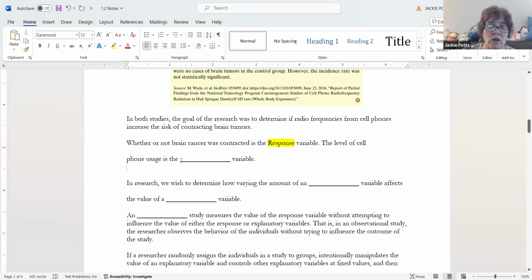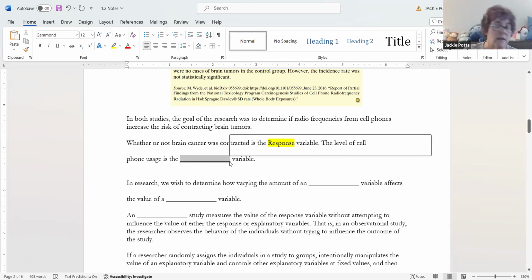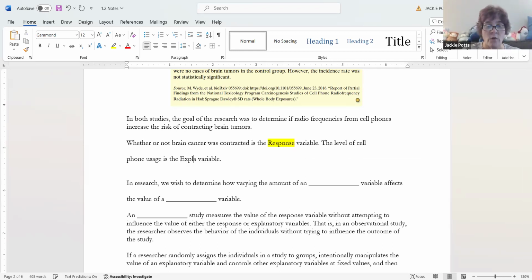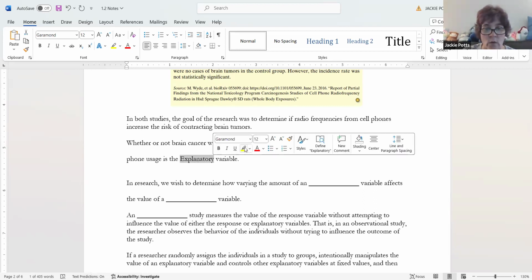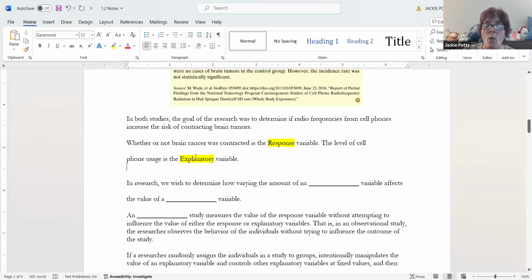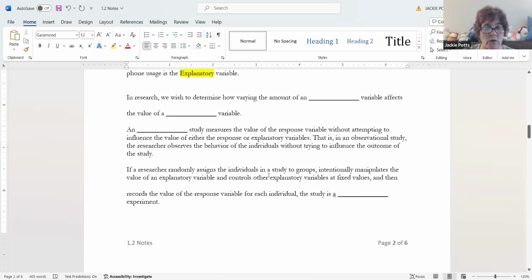The level of phone usage is the part that's being explained, or the cause. And I shouldn't use the word cause. But the explanatory variable is what explains what happens. It's the part that we are tweaking. The explanatory variable is the part we tweak on a design to get a response. Cause, effect. This is the cause. This is the effect of the cause. That's actually a better description.